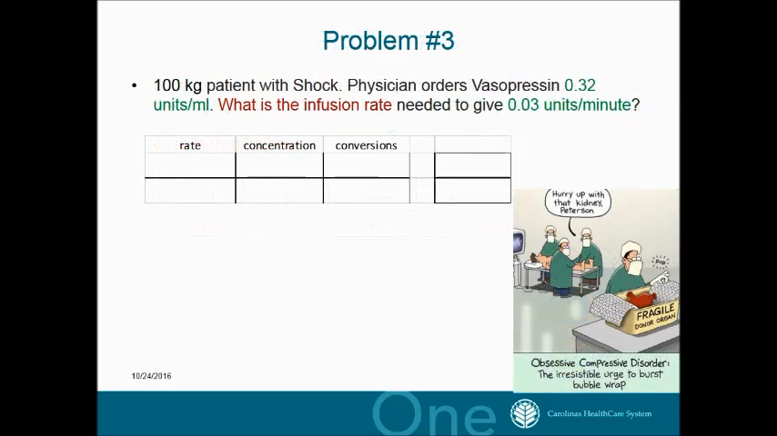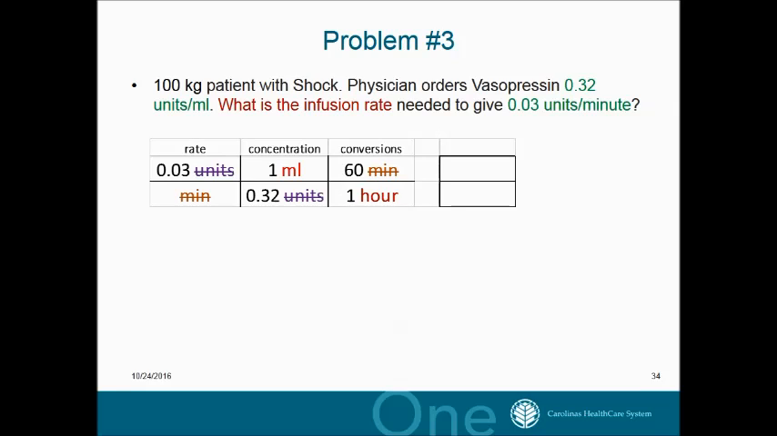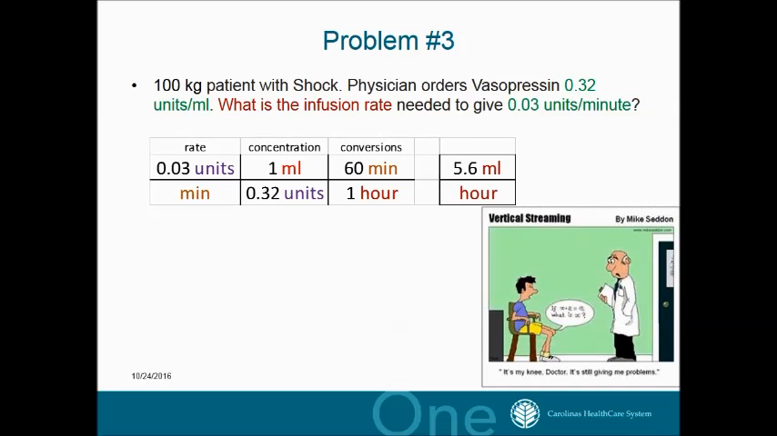Last problem. Let's say we have a drug that's in units like insulin or vasopressin. Do we treat this the same way as grams, milligrams, or micrograms? Yes. In this case, we put the rate of 0.03 units per minute in the first block, concentration with units in the bottom so they'll cancel, and then the time conversion to get us from minutes to hours. Crossing out units and minutes, we're left with mils per hour, for a final answer of 5.6 mils per hour.